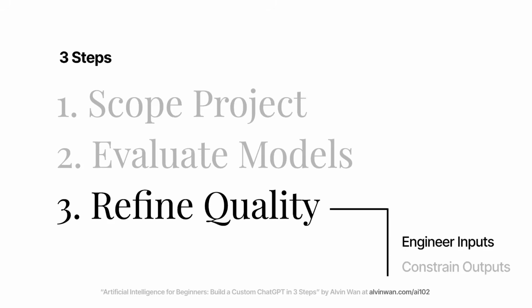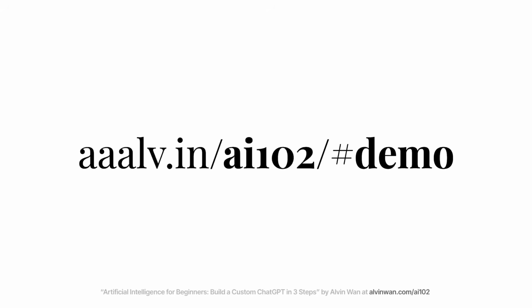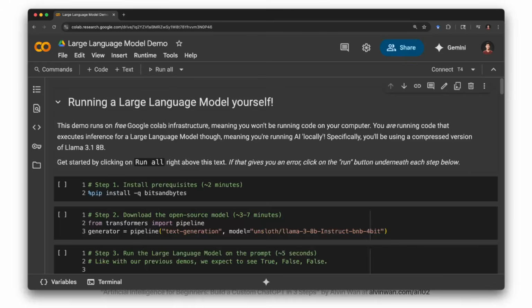In the last lesson, we engineered our inputs to improve the quality of the model's responses. In this lesson, we'll improve quality instead by constraining our outputs. If you haven't already, go to this URL to open the starter code that I've written for you. If you have your notebook from the last lesson still open, use the same notebook. If you're opening this notebook for the first time, at the top of the file, click Run All. The first 2 steps will take about 5 to 10 minutes, so you can continue watching this walkthrough in the meantime.